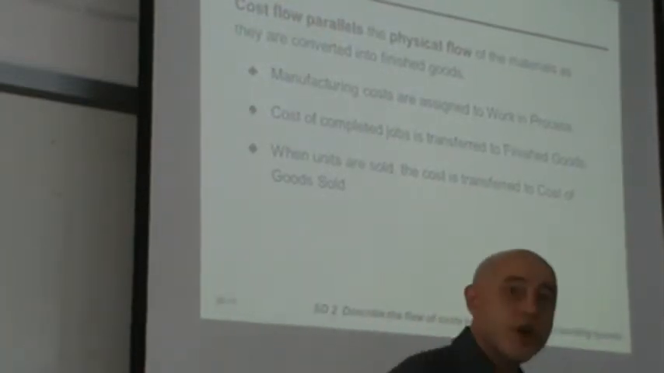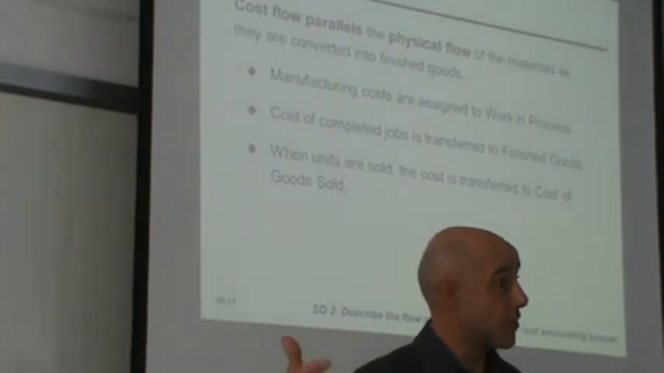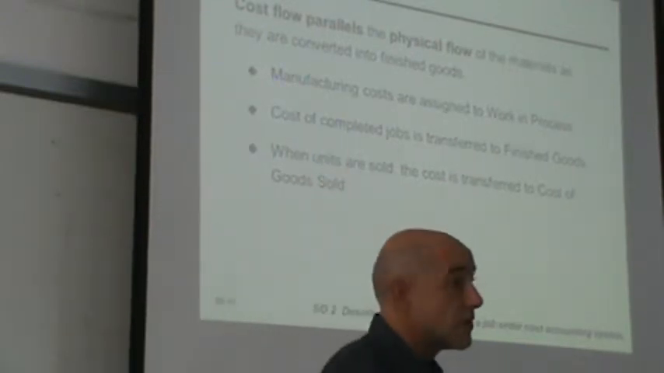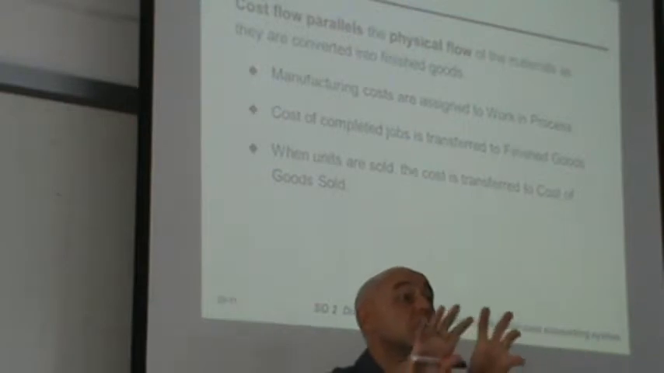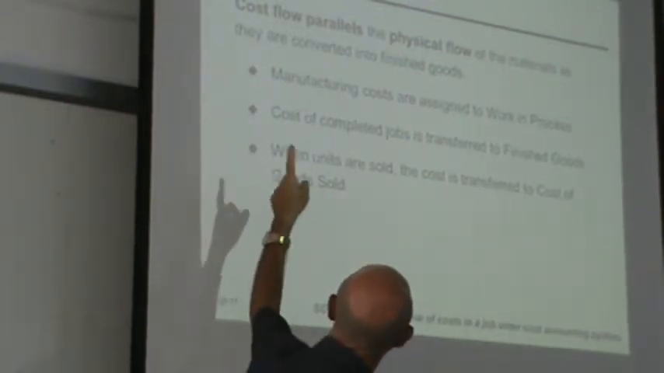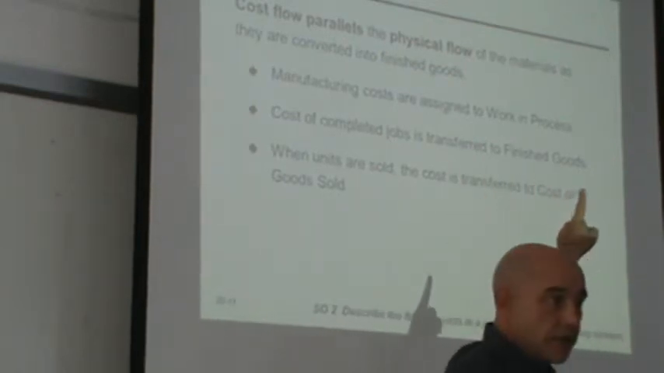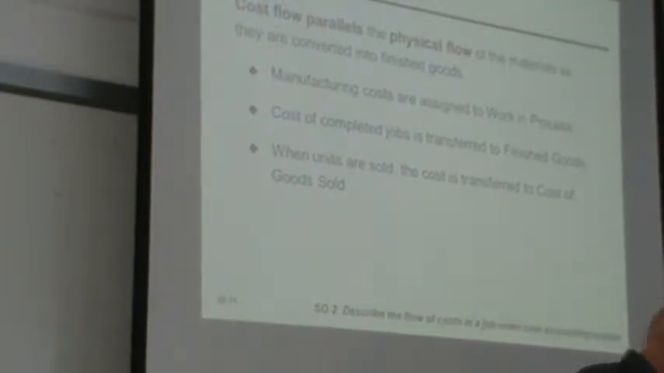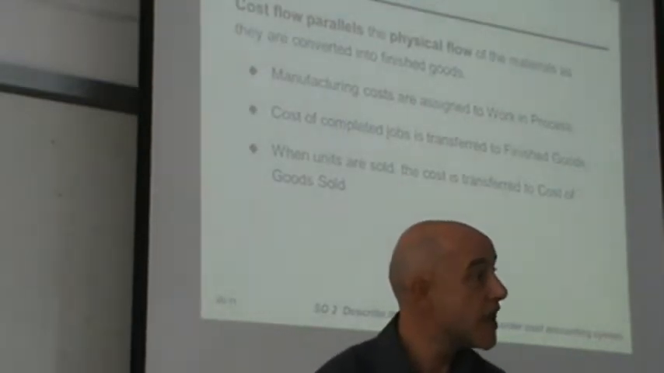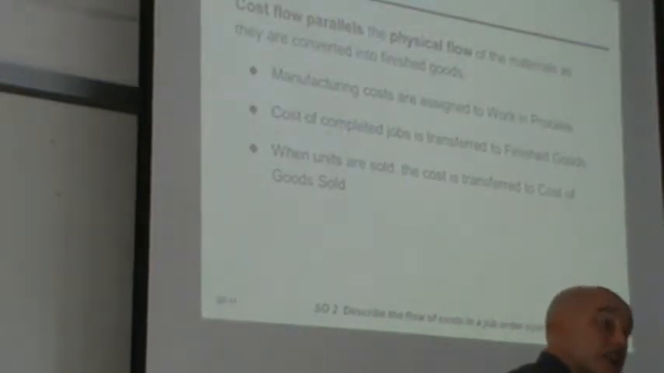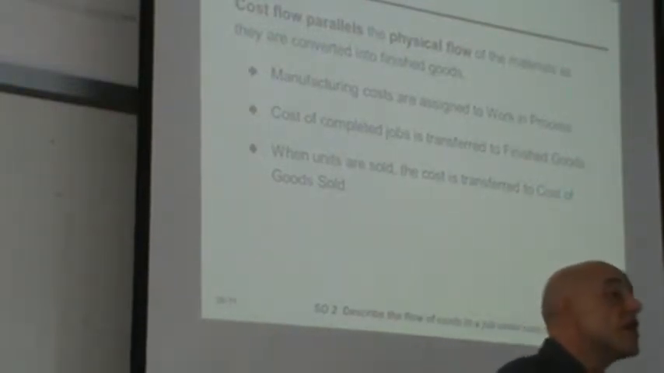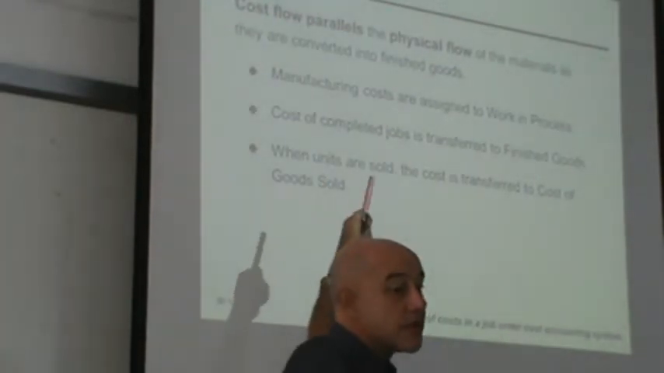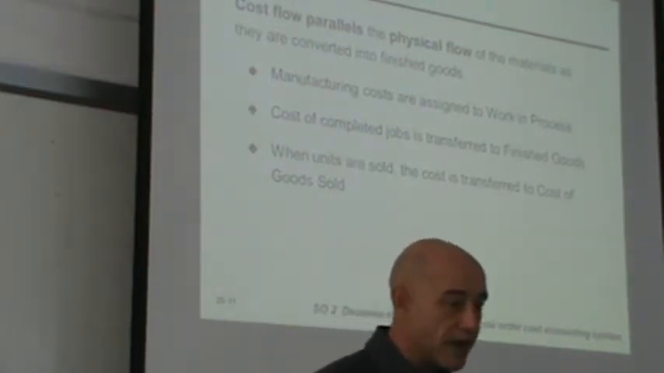So now we're back for the rest of these two or three lectures on job costing. So cost flow is how the costs move. And costs move similar to the physical flow. Physical flow means how the product moves. So you look at how the product moves, and in accounting the cost will follow the product. So if the product moves step one, step two, step three, the cost will be also step one, step two, step three.